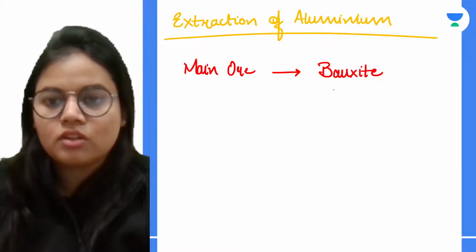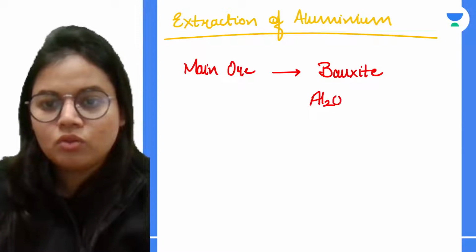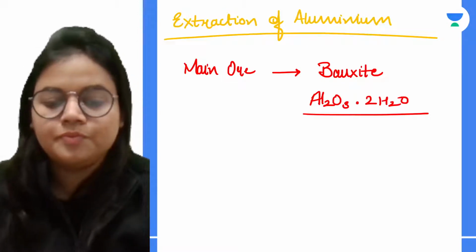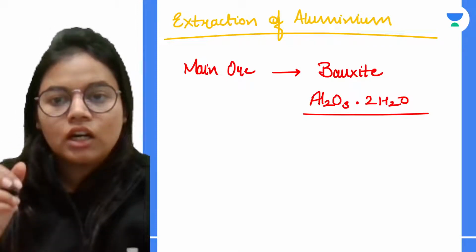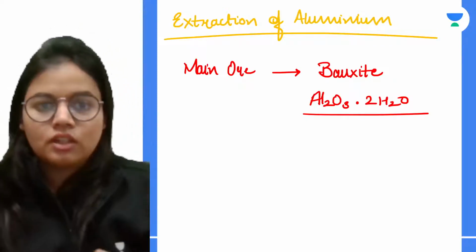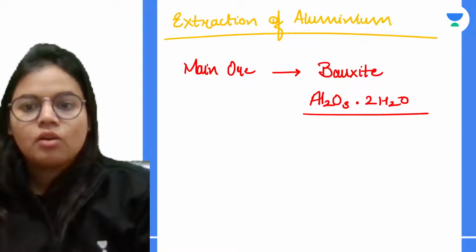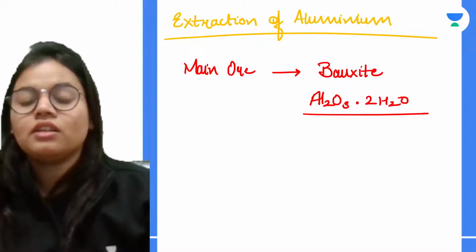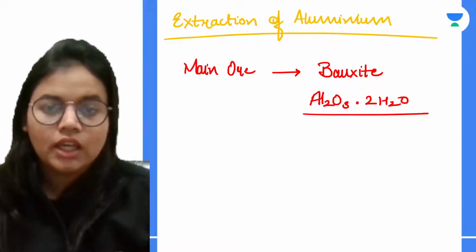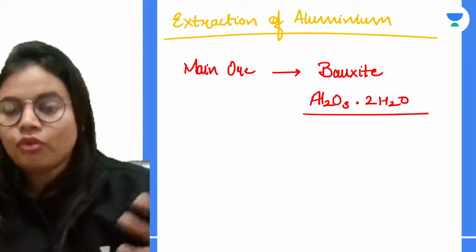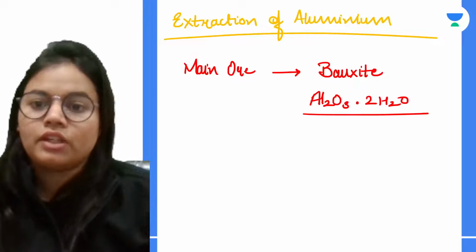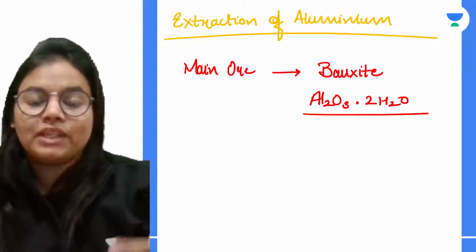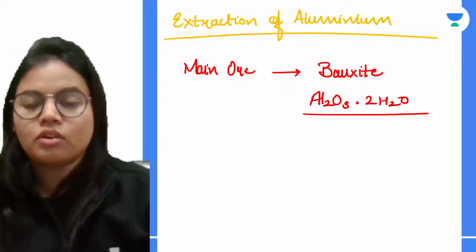The formula of bauxite is Al2O3.2H2O. Okay. For any mineral to be an ore, the basic need is that it should contain a good amount of metal, and second, its extraction process must be profitable. It should not be that in extraction we spend, let's say, 100 rupees and the metal we get is worth just 30 or 40 rupees, right?